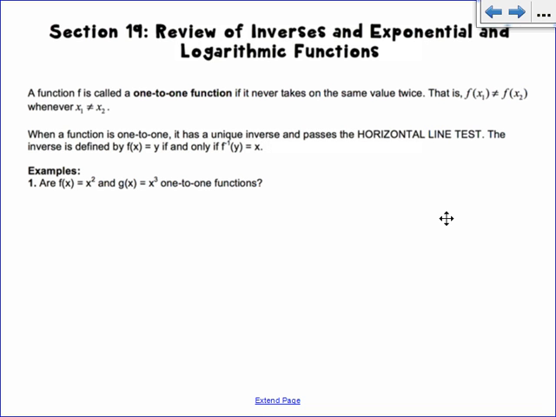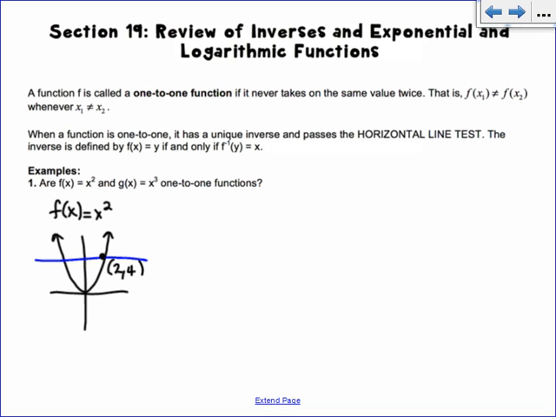So things like y equals x squared do not pass the horizontal line test. If I draw a horizontal line through, maybe I have the point 2, 4, but I have a different x value, -2, that has the same y value. Okay, that's what I'm saying there. Does that make sense? So this does not have a unique inverse.